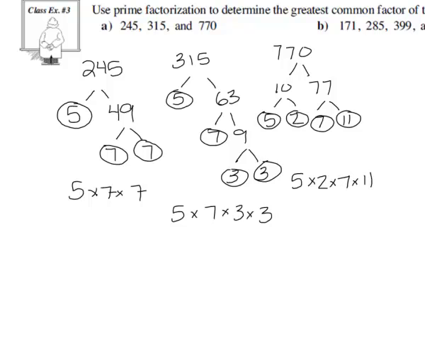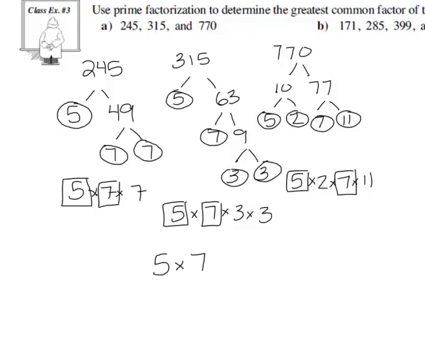In order to determine the greatest common factor, I need to see which prime factors these numbers have in common. I see they each have a 5 in common, so I'm going to use that. They also each have a 7 in common. And then when I look, I see that there's nothing else in common. So 5 times 7 is 35. My greatest common factor is 35.